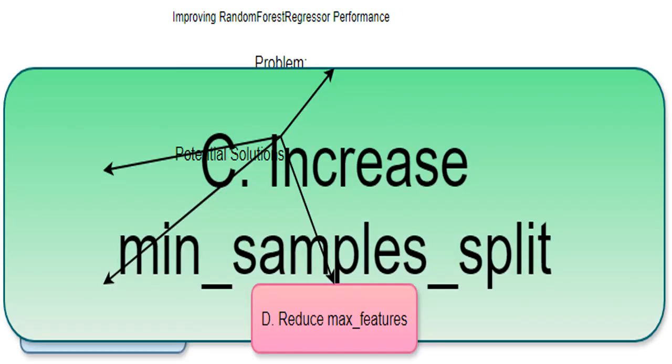I'm increasing the minimum number of samples required to split a node in a tree. This creates simpler trees, again reducing the risk of overfitting. Think of it as being more careful about making decisions. We require more evidence before making a split.